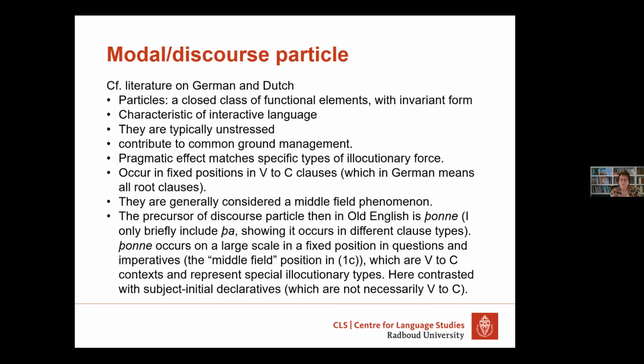Thona occurs on a large scale in a fixed position in questions and imperatives, the middle field position as in 1C, the one that is degraded in present day English. And these are V to C contexts and thus represent special illocutionary types. Okay, I contrast them here with subject initial declaratives because they yield a very different picture in Old English, and one that I haven't quite fiddled out yet.